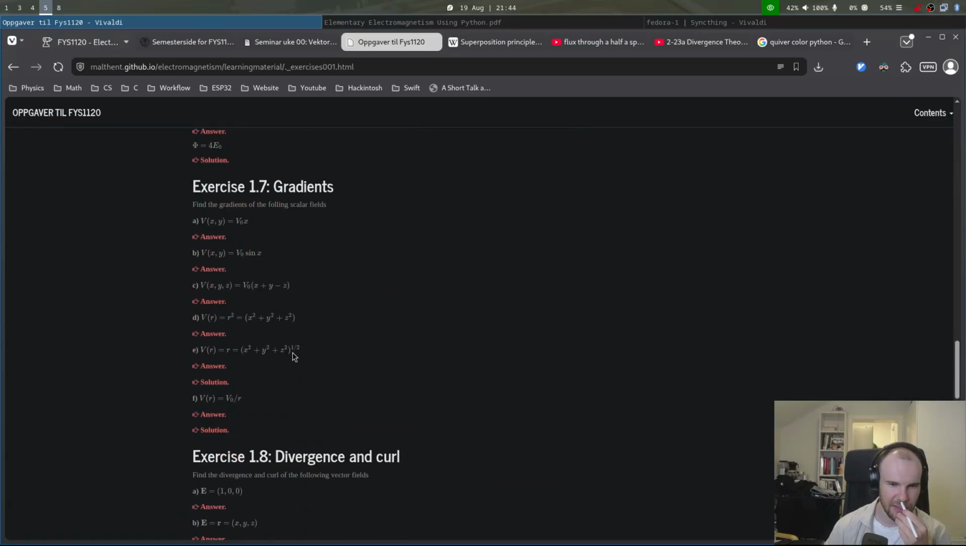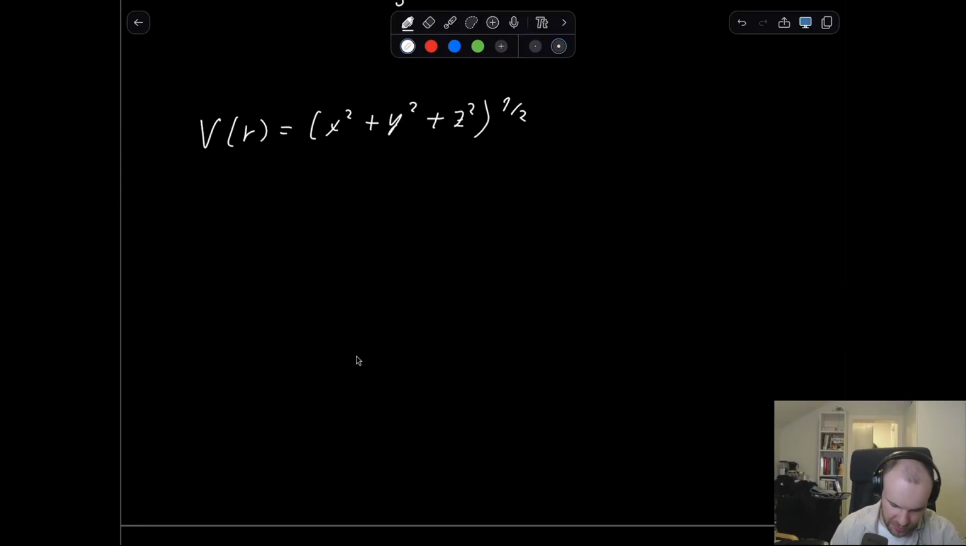Gradient. Okay, find the gradients. Let's just do one of these, like this guy. I'm not going to do them all, that's just way too boring. Okay, so V of R is equal to x squared plus y squared plus z squared. That's just a scalar function, right? And we wanted the square root of that. I want to find the gradient of this guy. That should be a vector.